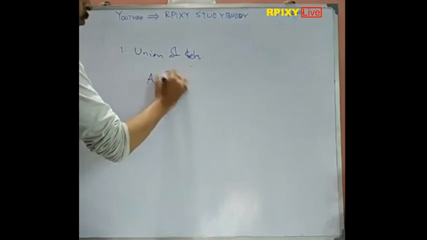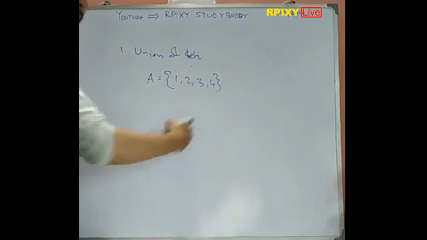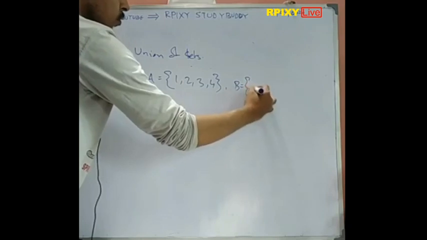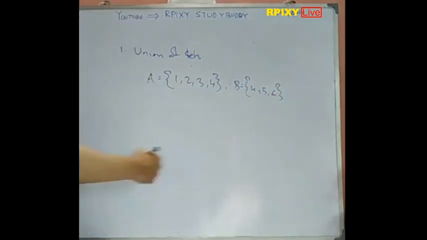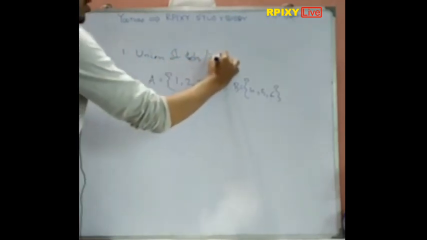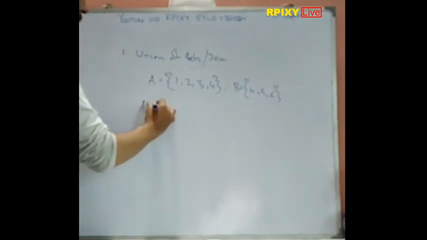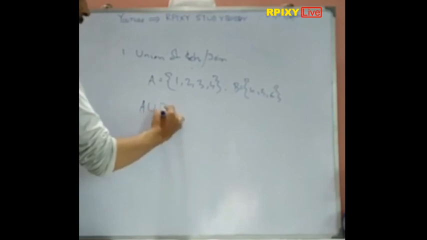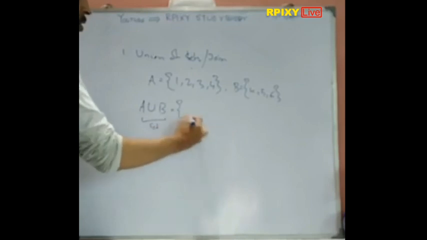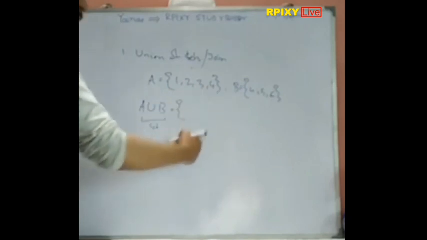Suppose you have two sets, 1, 2, 3, 4 are the elements, and there is another set whose elements are 4, 5 and 6. Then the union, the another name of union is join of sets. So we will write in that way, A union B is a set. This is a set whose elements will be from A or from B.